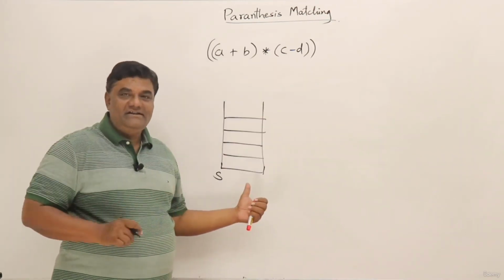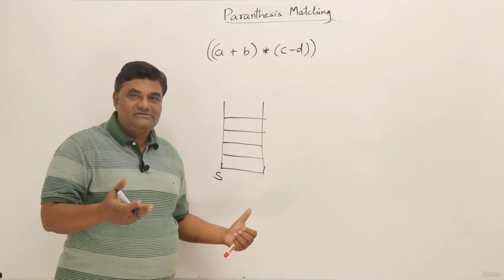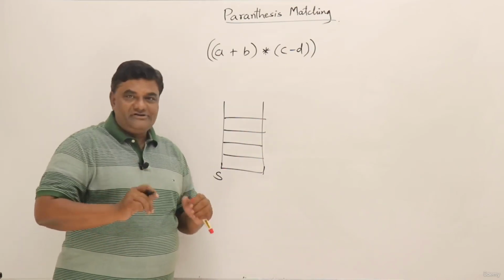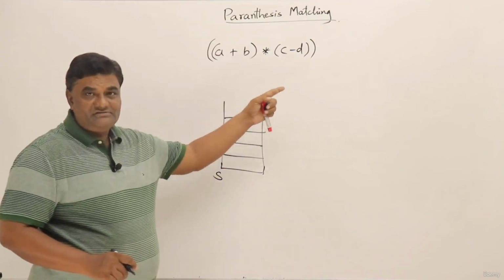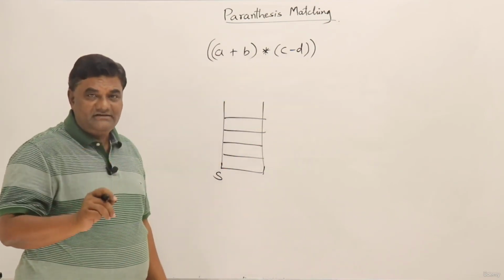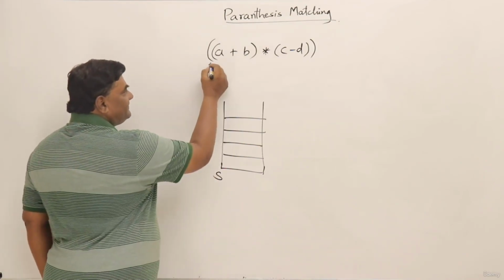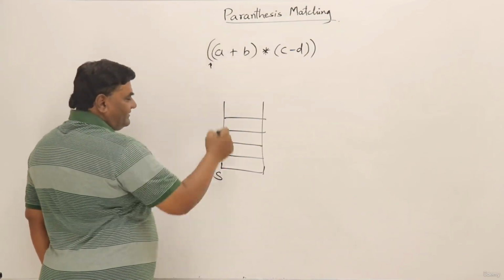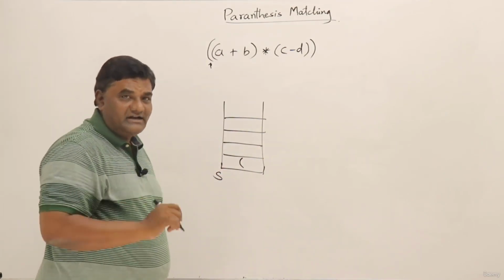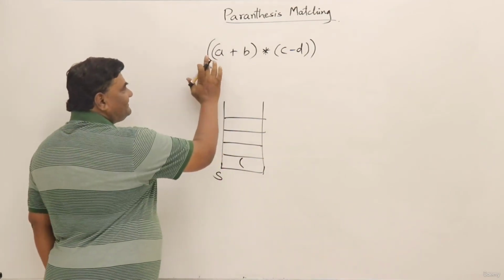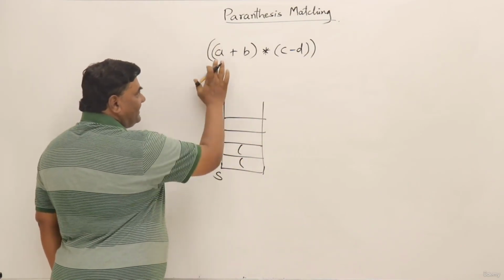Here a stack is ready. I'm not showing the top pointer, it's not required. We know how it works. Now let us see the procedure. In the procedure, we will scan through this expression by taking one symbol at a time, one character at a time. Let us start. This is the first symbol. It's an opening bracket. Push it into the stack. If it is an opening bracket, push it into the stack. Next symbol. This is also an opening bracket. Push it into the stack.